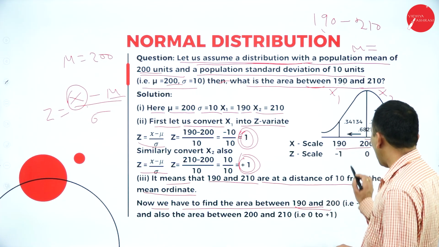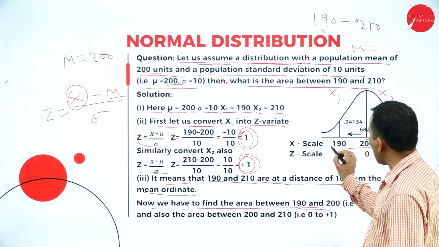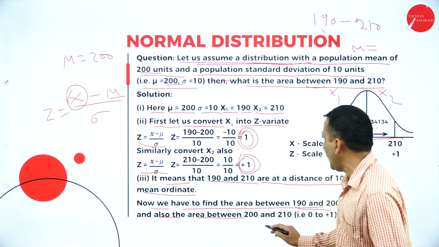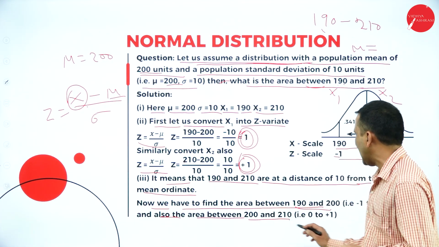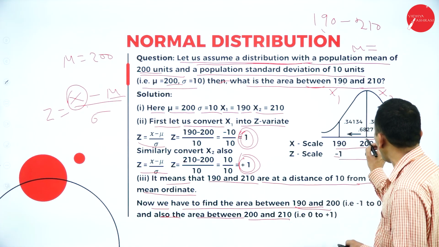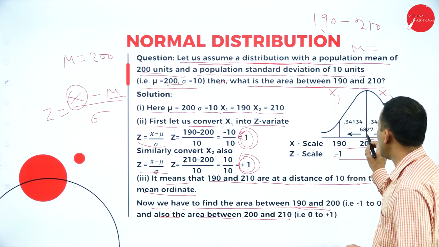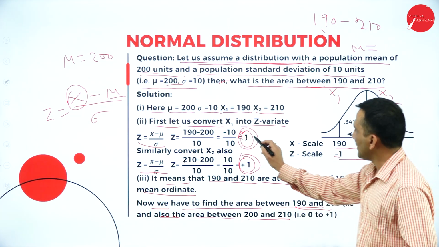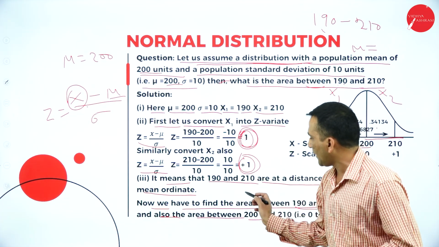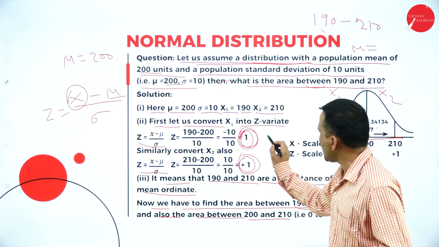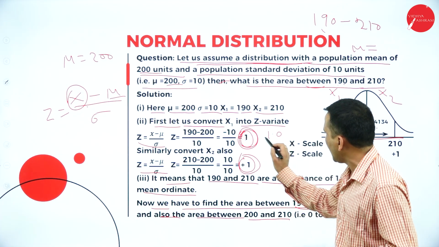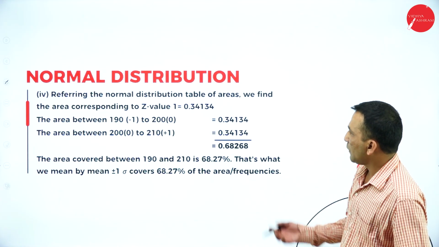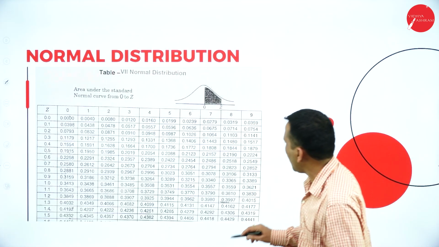So here, minus infinity to 190 is exactly minus infinity to 0. Here one more, and also the area between 200 to 210. So when we are writing it, it is 0 to plus infinity, or 0 to plus standard deviation. So the right side we are referring. So how can we refer to the table for this particular one? So here exactly 1.0 is there, that means in front of it 0 is there. So we need to refer to the table.